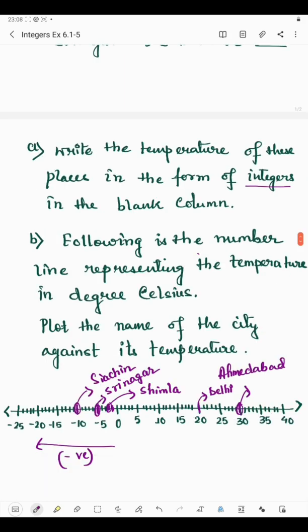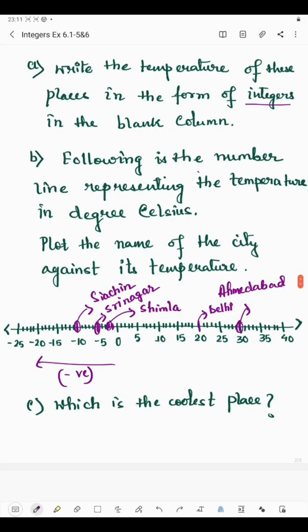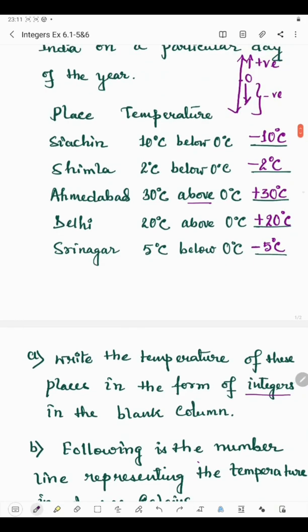So this is how we plot the name of the place in India against the temperature on the number line. Okay, now coming to the C part. Now in the C part we have: which is the coolest place? So if you check this temperature, when you are comparing a positive integer with a negative integer, obviously positive is always greater than the negative numbers.